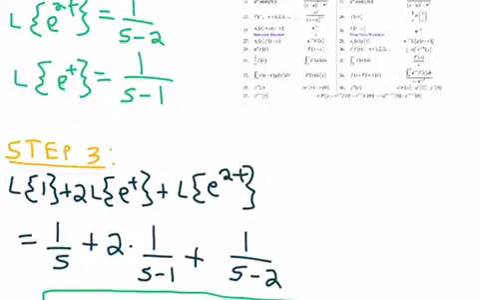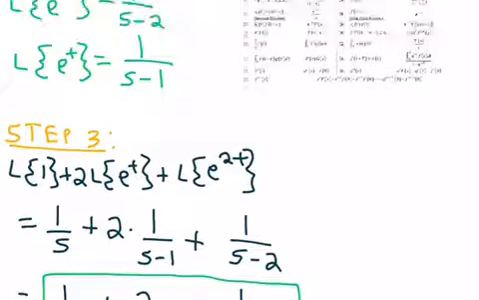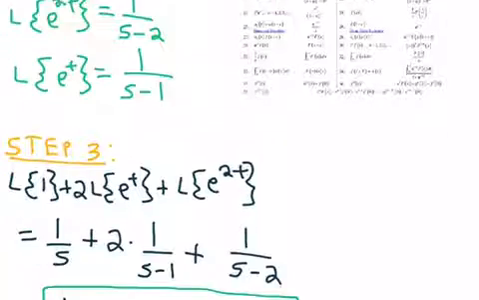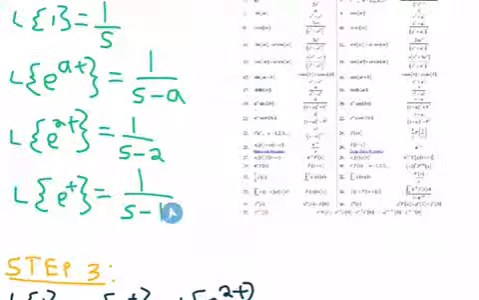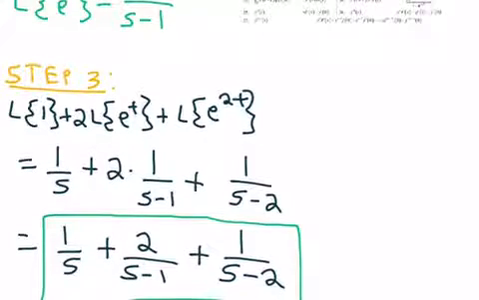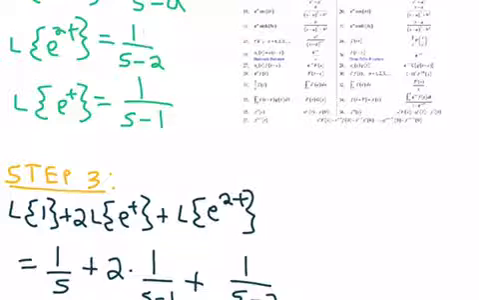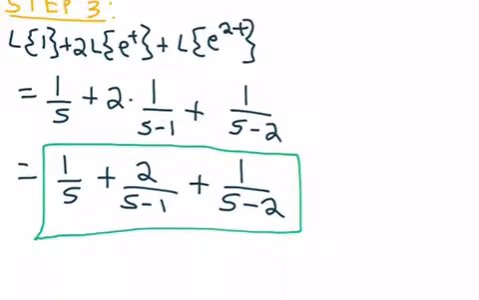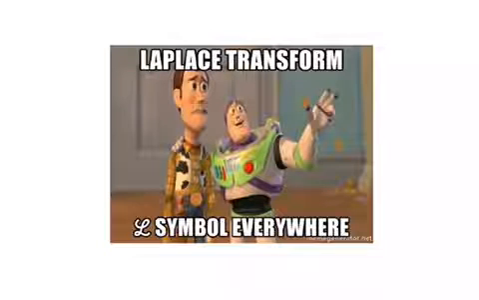Now finally, step 3 is to plug in our Laplace answers back into our original equation in step 1. So the Laplace of 1 plus 2 Laplace of e to the t plus Laplace of e to the 2t is equal to 1 over s, as we found over here, plus 2 times the Laplace of e to the t, as we found over here, plus Laplace of e to the 2t, which is 1 over s minus 2, as we found over there. And that gives us a final answer of 1 over s plus 2 over s minus 1 plus 1 over s minus 2. So I hope this was helpful in better understanding Laplace linearity.